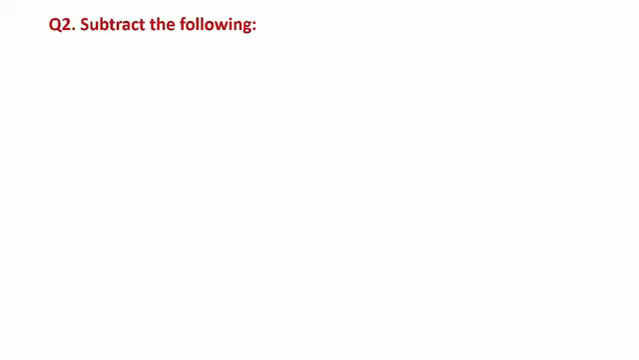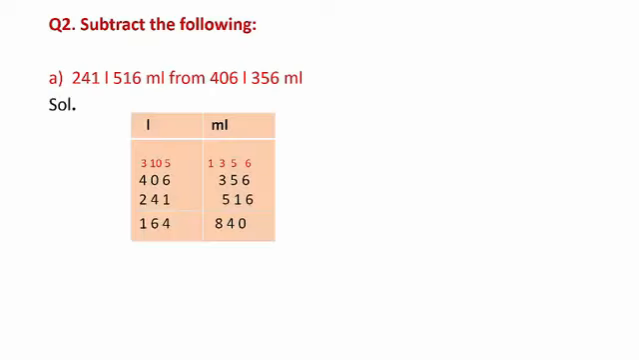Now our second operation is subtraction. So let us understand this from the example. First question is 241 liter 516 milliliter from 406 liter 356 milliliter. Since 406 liter 356 milliliter is a bigger number, we'll subtract 241 liter 516 milliliter from 406 liter 356 milliliter. So for this also we will divide into two columns, that is liter and milliliter.